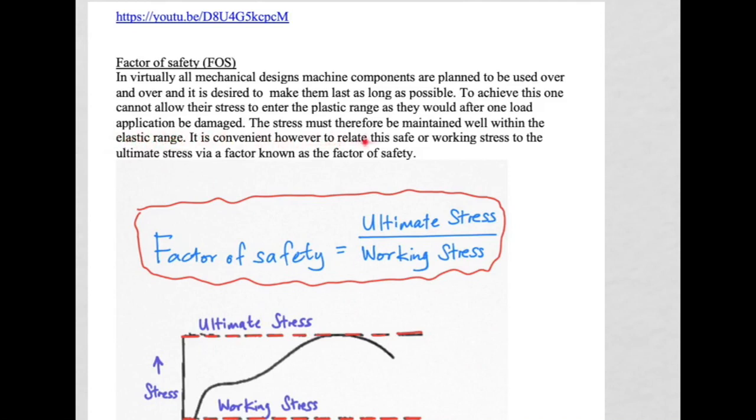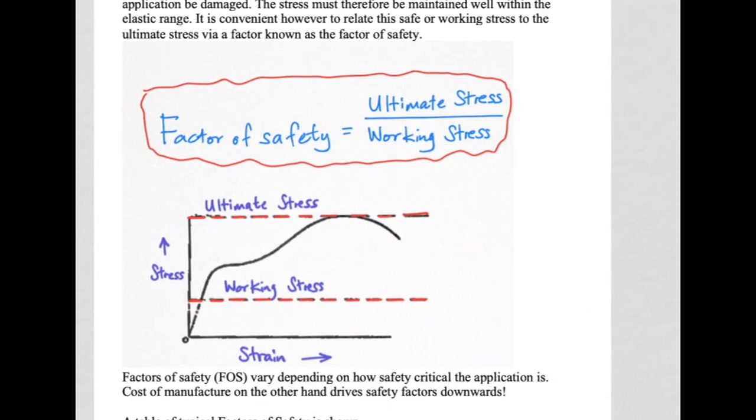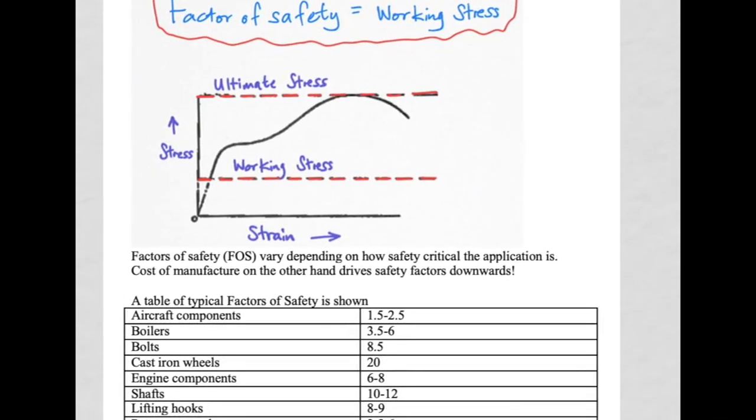It is convenient, however, to relate this safer working stress to the ultimate stress via a factor known as the factor of safety. So if you know where the material breaks, in other words, at what stress the material breaks, and you know how safe you wish to make your design, you can easily calculate the stress that you are going to use and hence use in your calculations. So if we go back to our stress-strain graph, remember ultimate stress was the highest value occurring during a test, that's over here, but we said we want to work well within this straight line portion. So you can see that the working stress is significantly less than the ultimate stress by a certain factor.